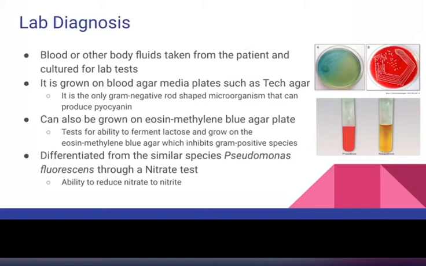It is differentiated from similar species like Pseudomonas fluorescens through a nitrate test. This test tests for the ability to reduce nitrate to nitrite, and Pseudomonas aeruginosa will appear positive, while Pseudomonas fluorescens will appear negative on the test. And the image shows how Pseudomonas aeruginosa will appear positive, and it will turn the broth of the nitrate test to a deep red color.